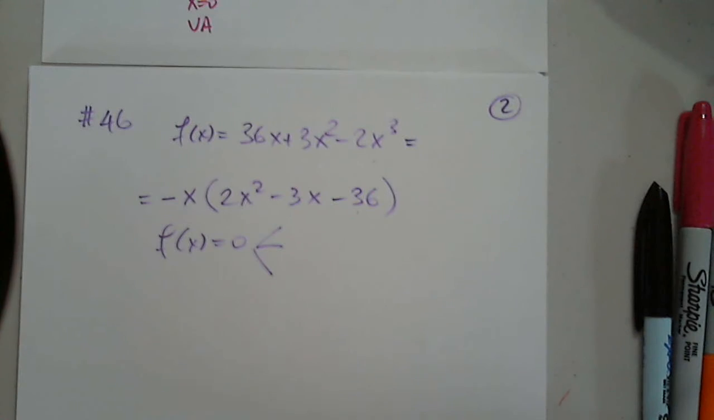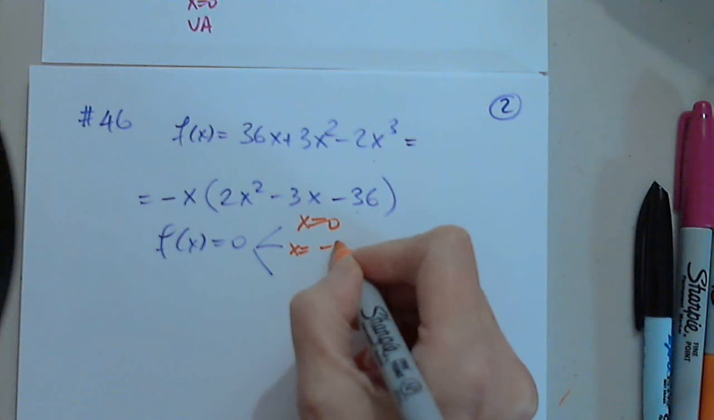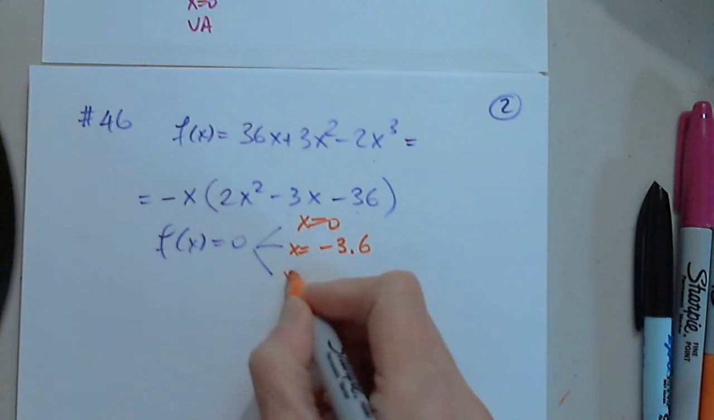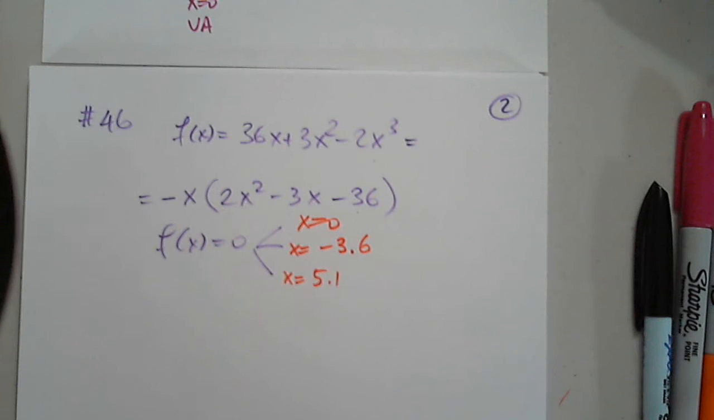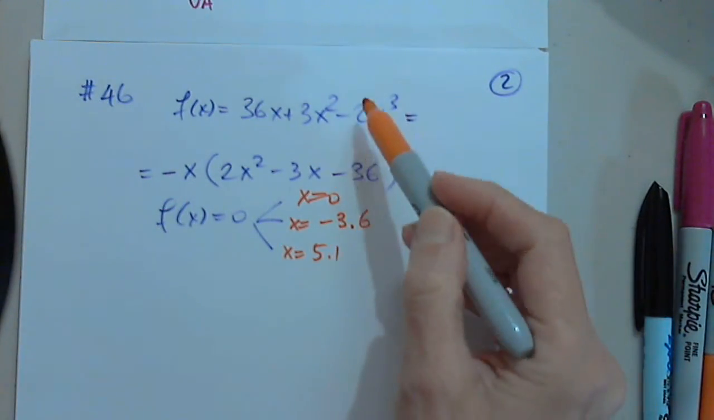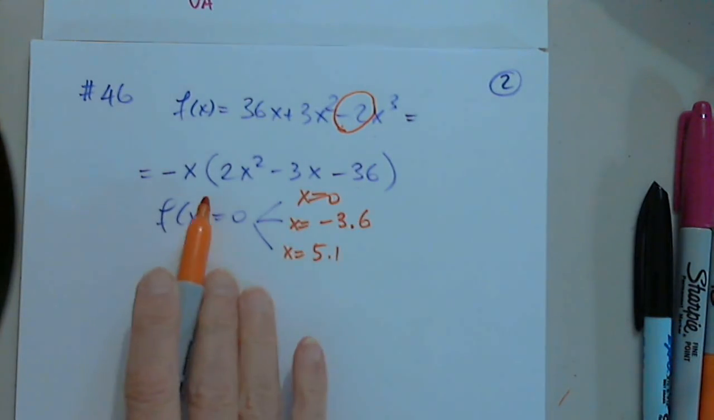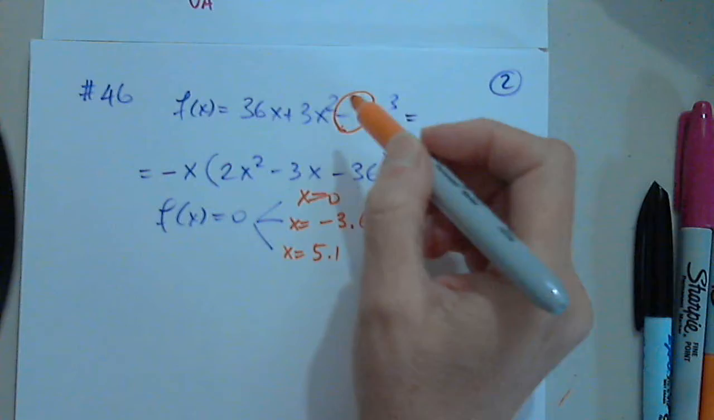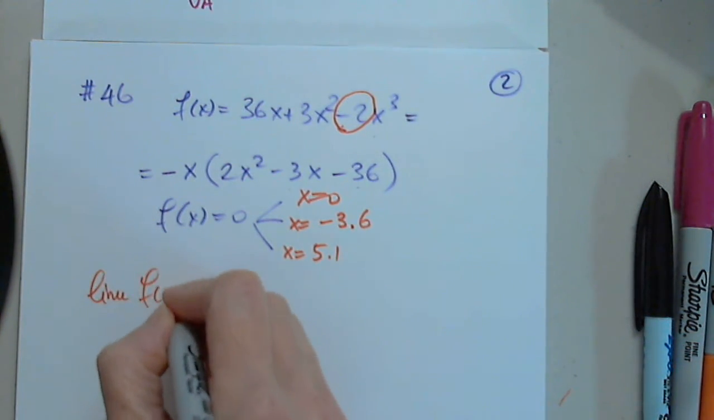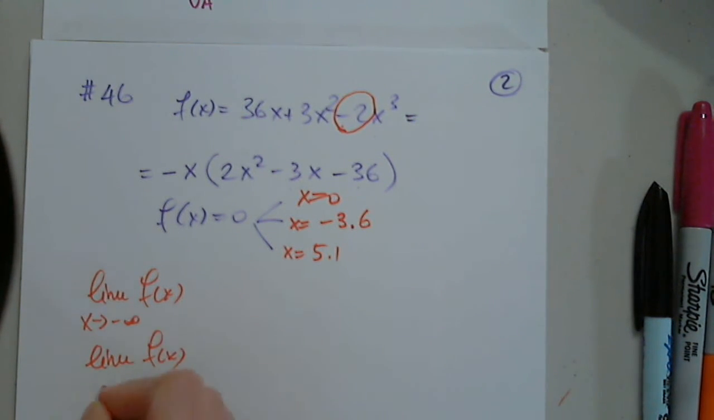Okay, fine. So we get x equals 0, x equals negative 3.6 and x equals 5.1. So we have the x-intercepts already. And since I see the leading coefficient is negative, that's the leading coefficient, right? Negative 2. So the limit of f of x as x approaches negative infinity, and the limit as x approaches infinity should be determined right away.